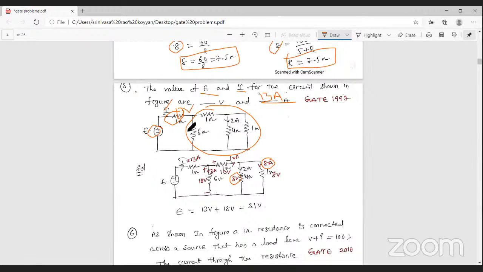Here also, what is the voltage drop here? That is 18 volts. Then you can add 13 plus 18, that is equal to 31 volts. That is the total voltage, 31 volts, and the total current is 13 amperes. That is problem number 5.